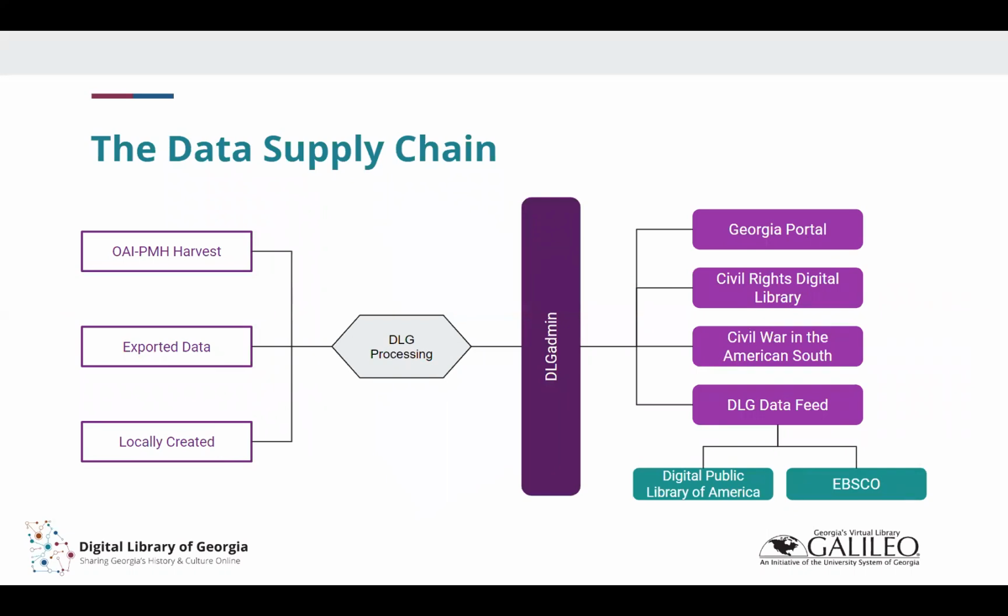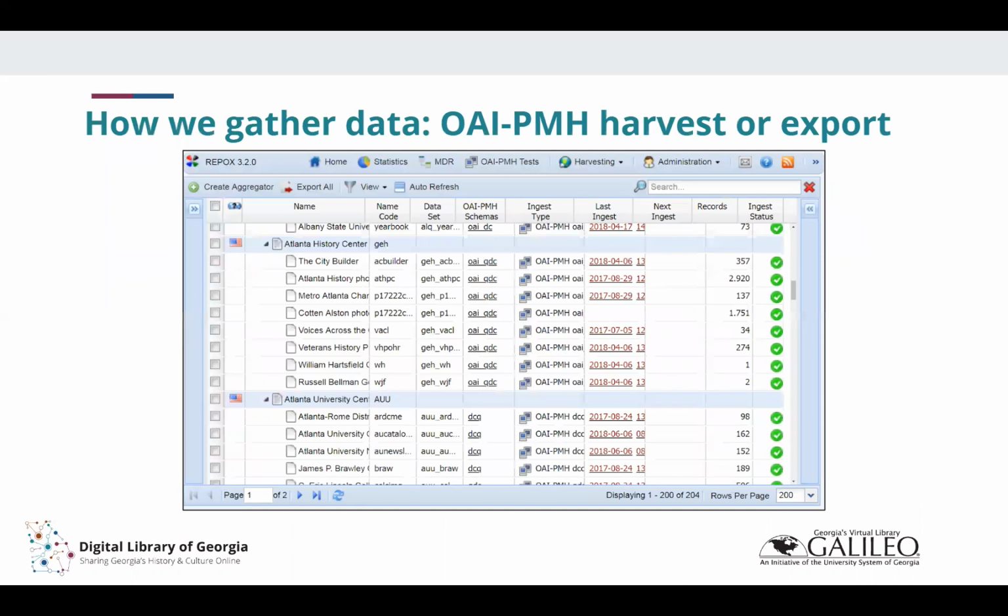So we do gather information from a number of different sources. Once we have it, we run it through a bit of processing. And then we put it into our metadata management system, which we call DLG Admin. And then it goes out to the places that you're probably most familiar with, like the Georgia portal, our Digital Library of Georgia main website, or even our own data feeds to larger aggregators like the Digital Public Library of America and EBSCO.